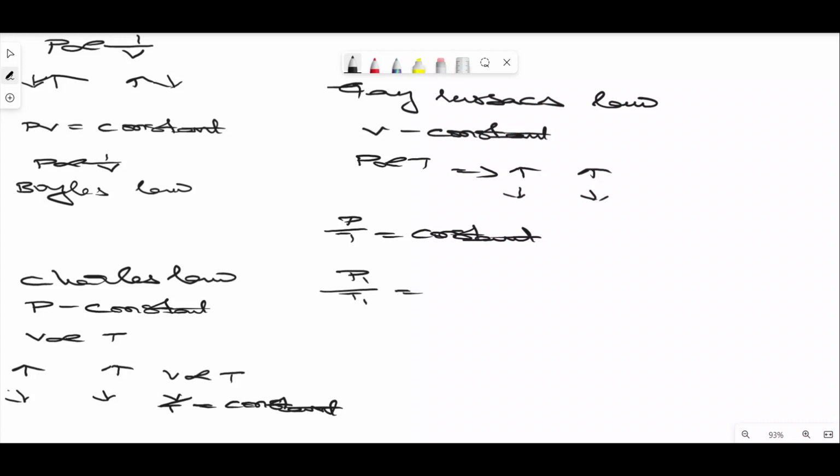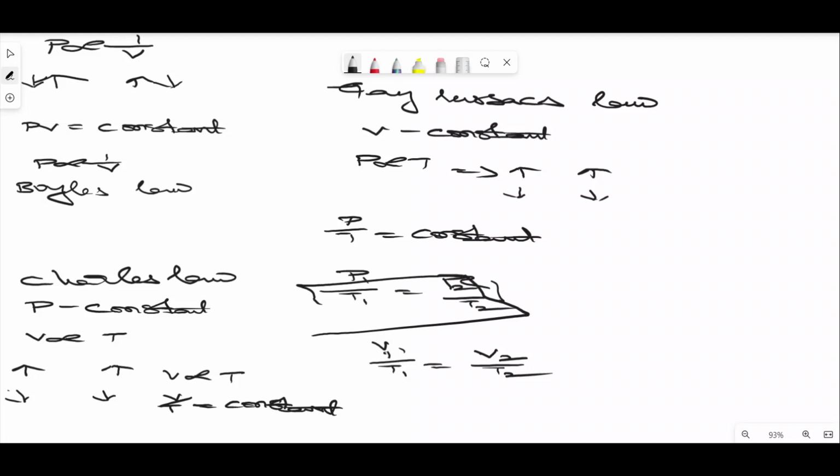So here we can represent it as P1 by T1 equals P2 by T2. Similarly for Charles' law, we can represent V1 by T1 is equal to V2 by T2. These are the equations given in the case of Boyle's law, Charles' law and Gay-Lussac's law. Take a screenshot, we will continue.